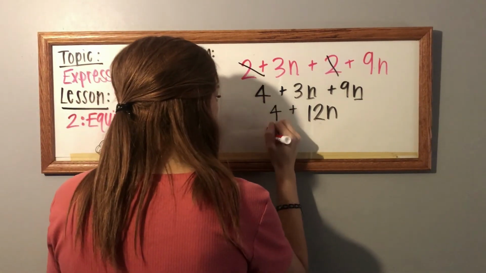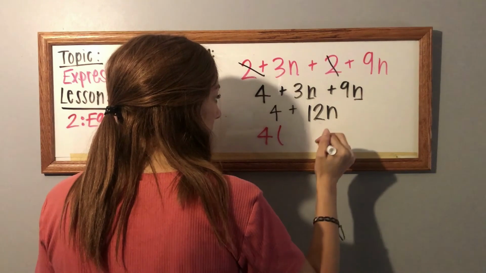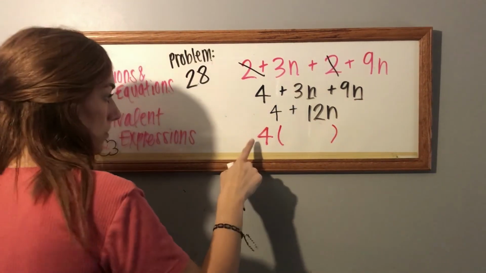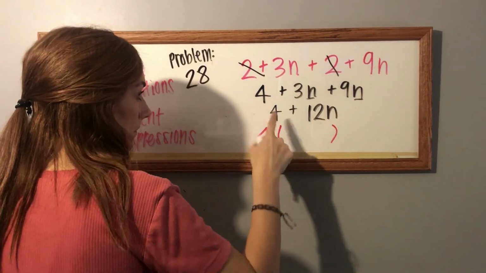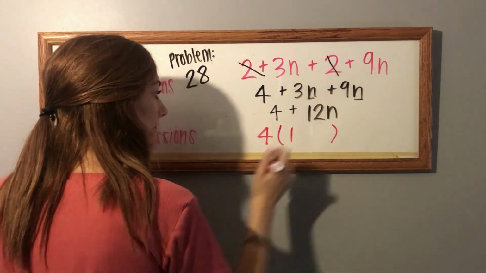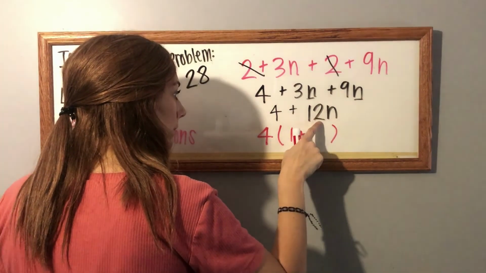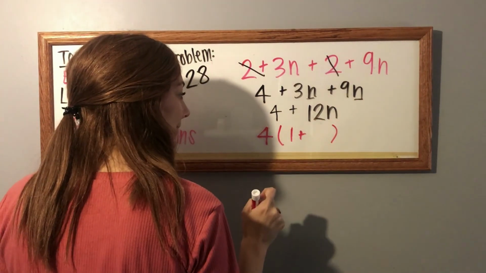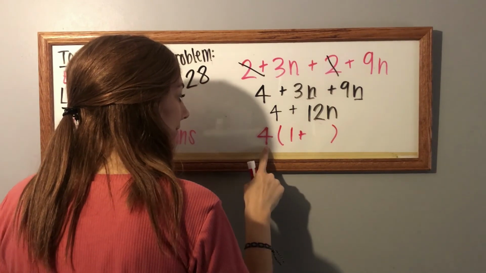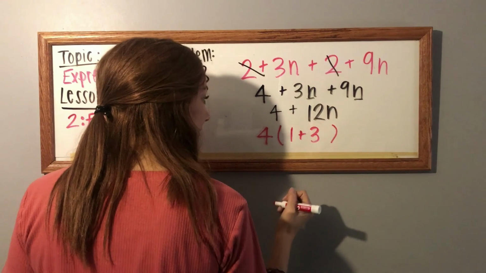So I'm going to take that 4, and put it on the outside of my parenthesis. And then I have to ask myself, what do I have to multiply the 4 by to get to 4? Well, I have to multiply that 4 by 1. So 4 times 1. And then what do I have to multiply 4 by to get to 12n? So 4 times what gives me 12? I know 4 times 3 gives me 12.